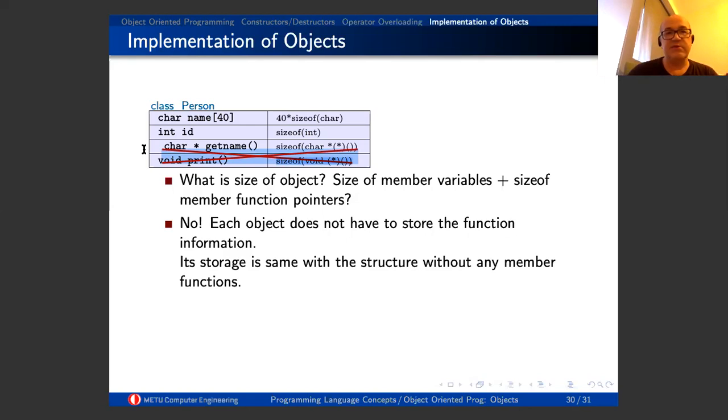In Python, for example, or JavaScript, it's dynamic. You can add new functions into existing objects. So you can have 10 objects of the same class, but one of them may miss one of the member function variables, the other can have it, and so on. It's completely dynamic, so all of the objects contain this function. But in C++, it doesn't have to be that way.